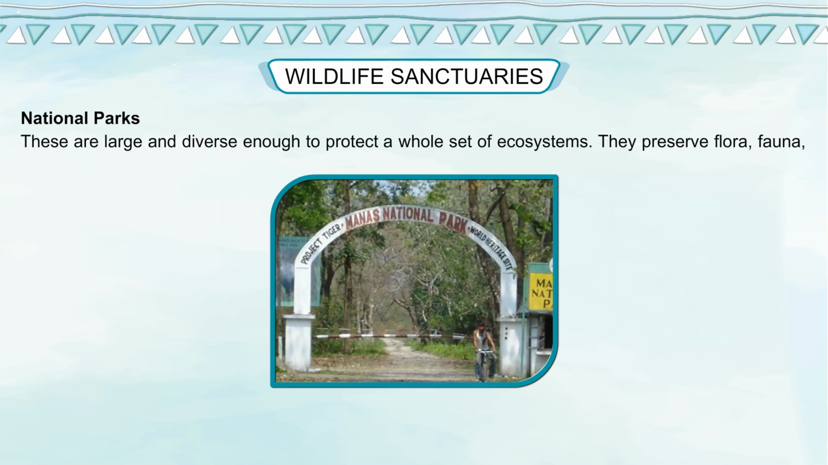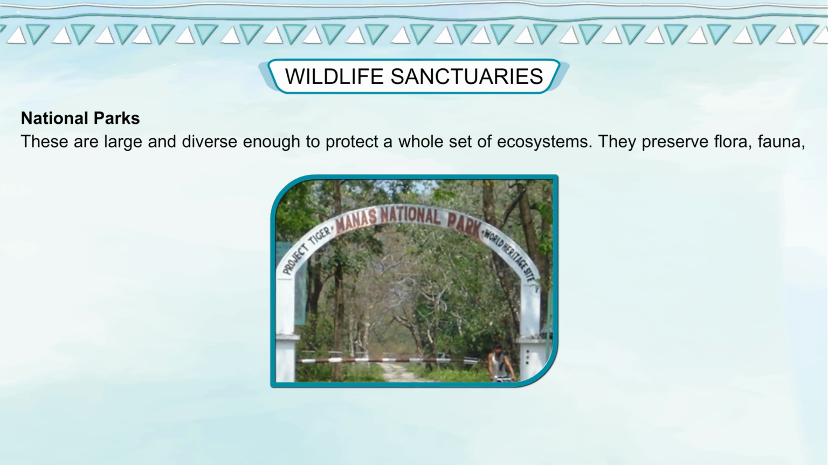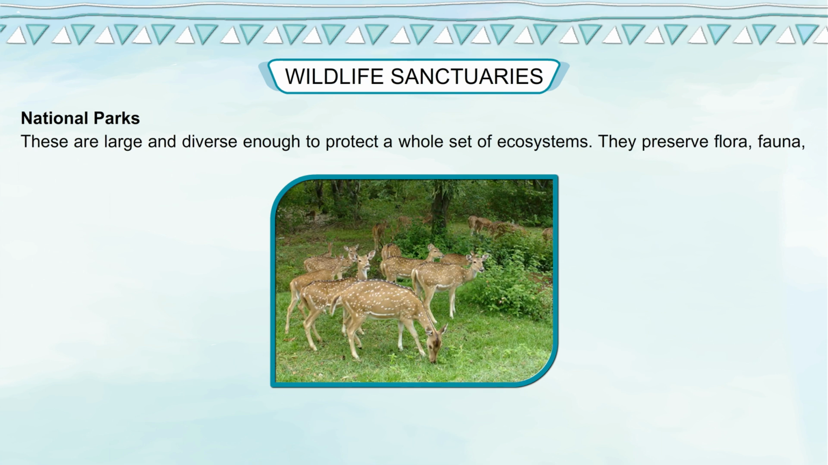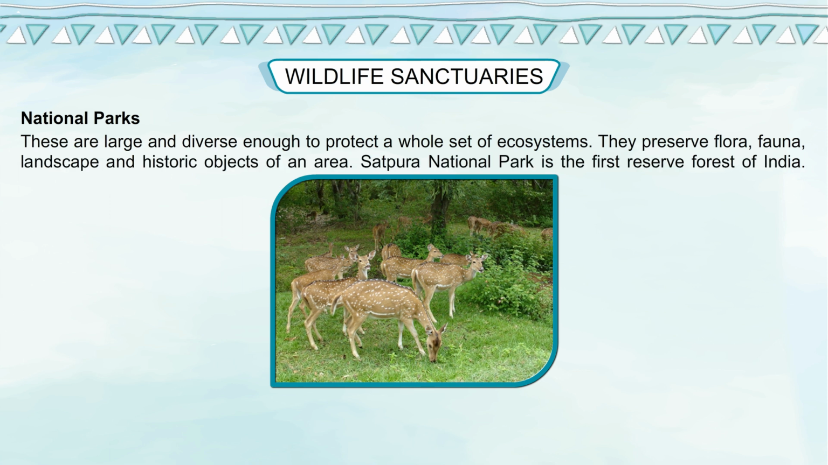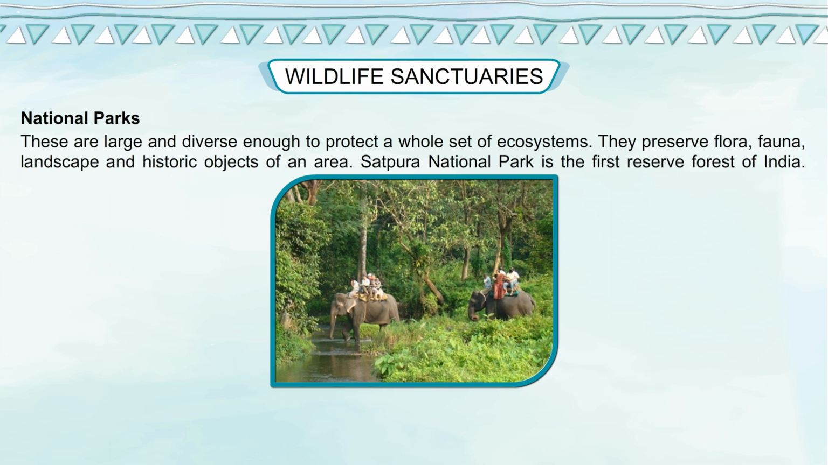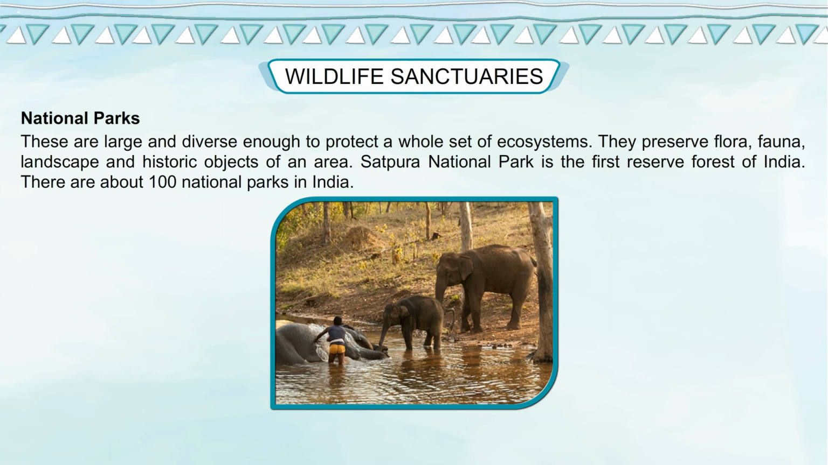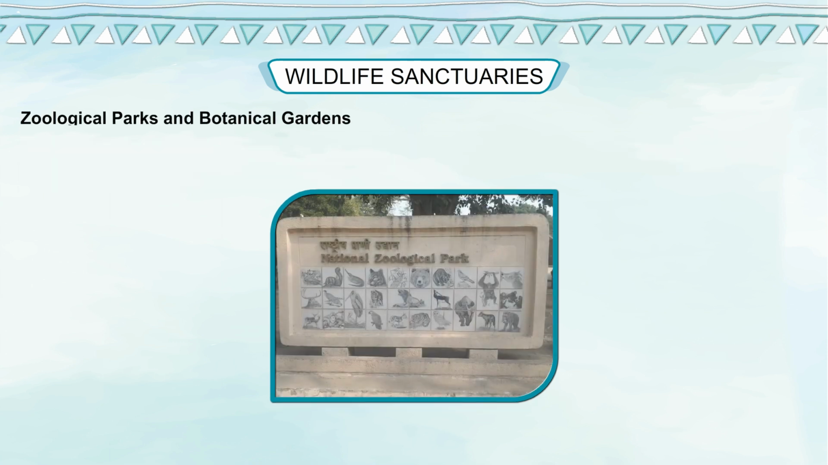National parks. These are large and diverse enough to protect a whole set of ecosystems. They preserve flora, fauna, landscape and historic objects of an area. Satpura National Park is the first reserve forest of India. There are about 100 national parks in India.